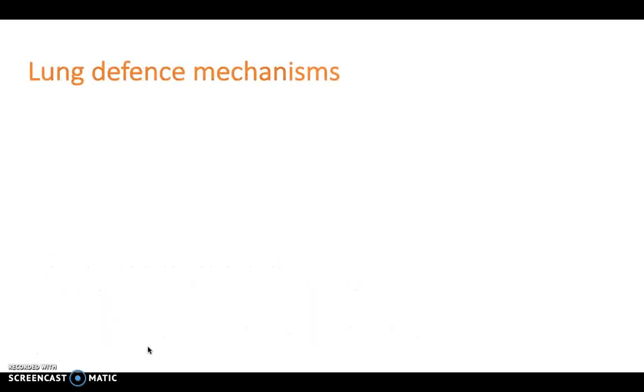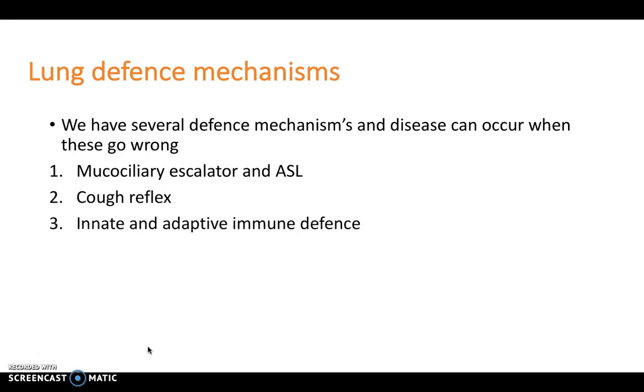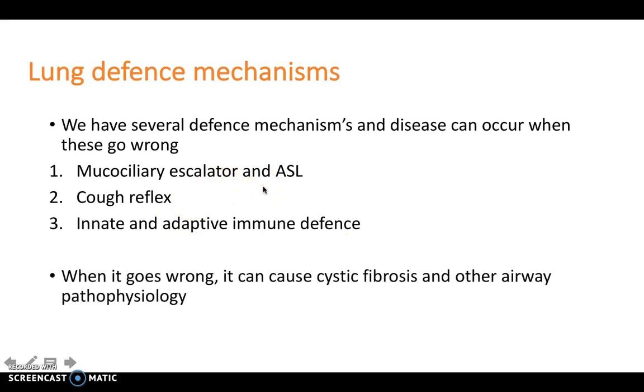So let's start with lung defense mechanisms. There are three main mechanisms we have in our airways to prevent lung pathology. So these are mucociliary escalator and airway surface liquid, the cough reflex, and also the innate and adaptive immune defense, which of course is generally applicable to pretty much all systems of the body in our immune response. But of course, cough reflex and mucociliary escalator are very specific to the respiratory system.